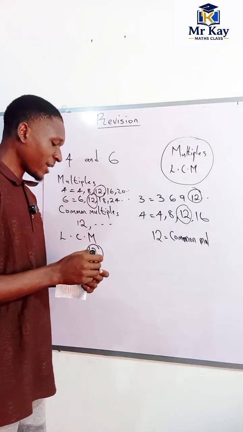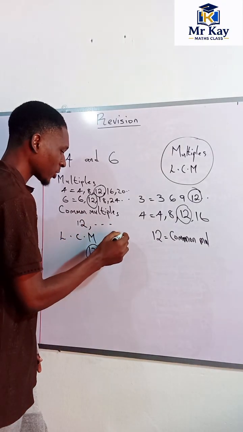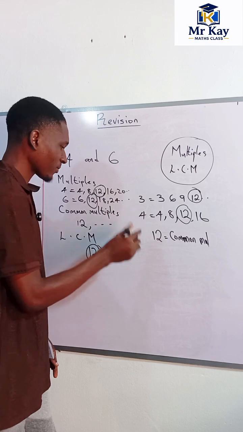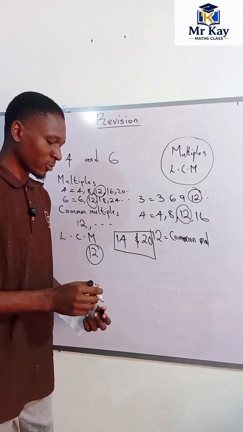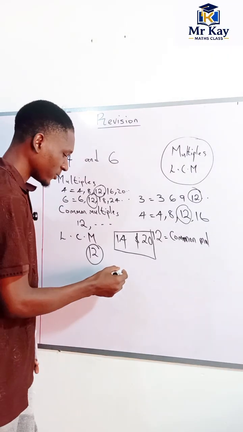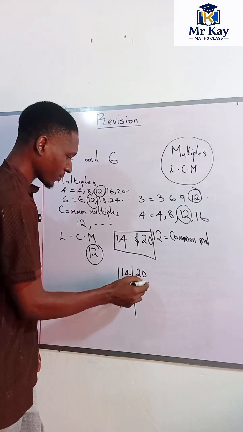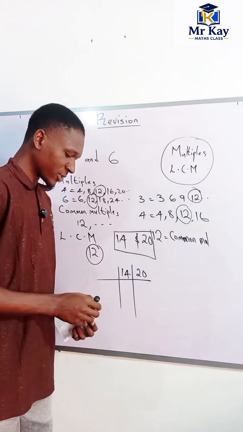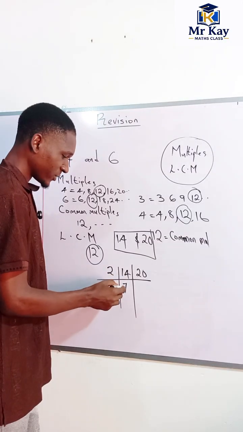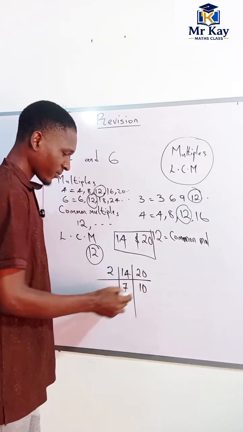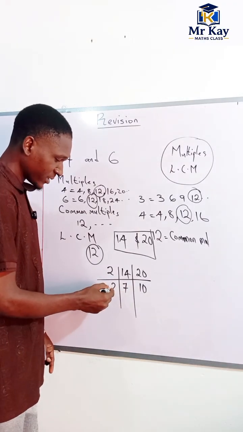And sometimes you have huge numbers. For example, you have to look for the lowest common multiple of 14 and 20. These are huge numbers to find the lowest common multiple for. The best thing you can do is to use the division method, where you start dividing by the lowest number possible. Like divide by 2: 14 divided by 2 gives you 7, 20 divided by 2 gives you 10. And you check if you can still divide by 2. 2 can still divide. Therefore, you still divide by 2.